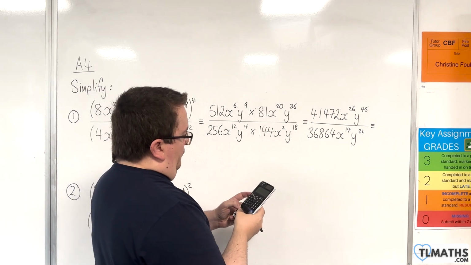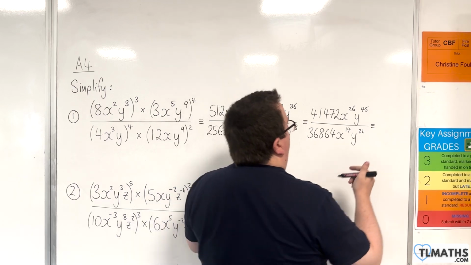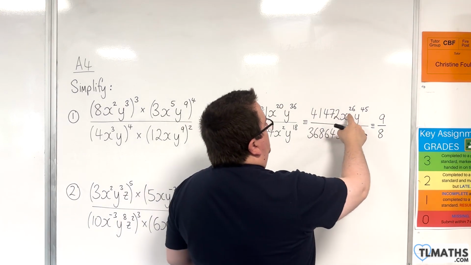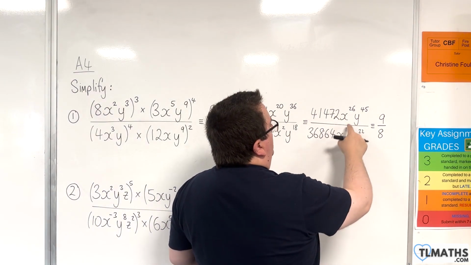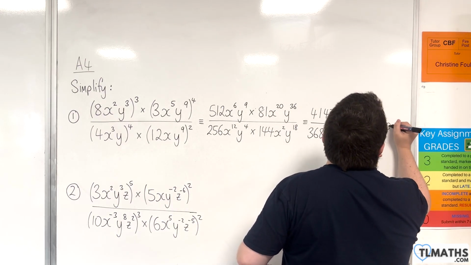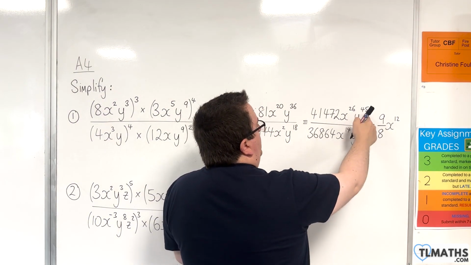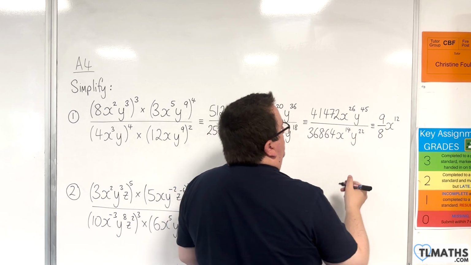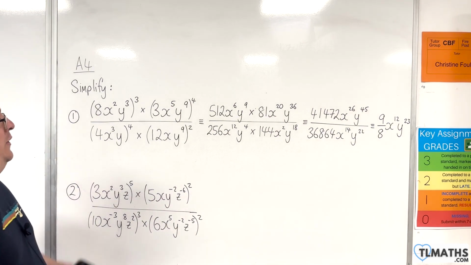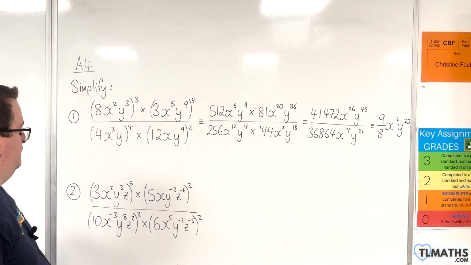So 41,472 divided by 36,864 is 9 over 8, so 9/8. We then have x to the 26 divided by x to the 14. 26 take away 14 is 12, so x to the 12. And then y to the 45 divided by y to the 22. 45 take away 22 is 23, so y to the 23. So this simplifies to 9/8 x to the 12, y to the 23.